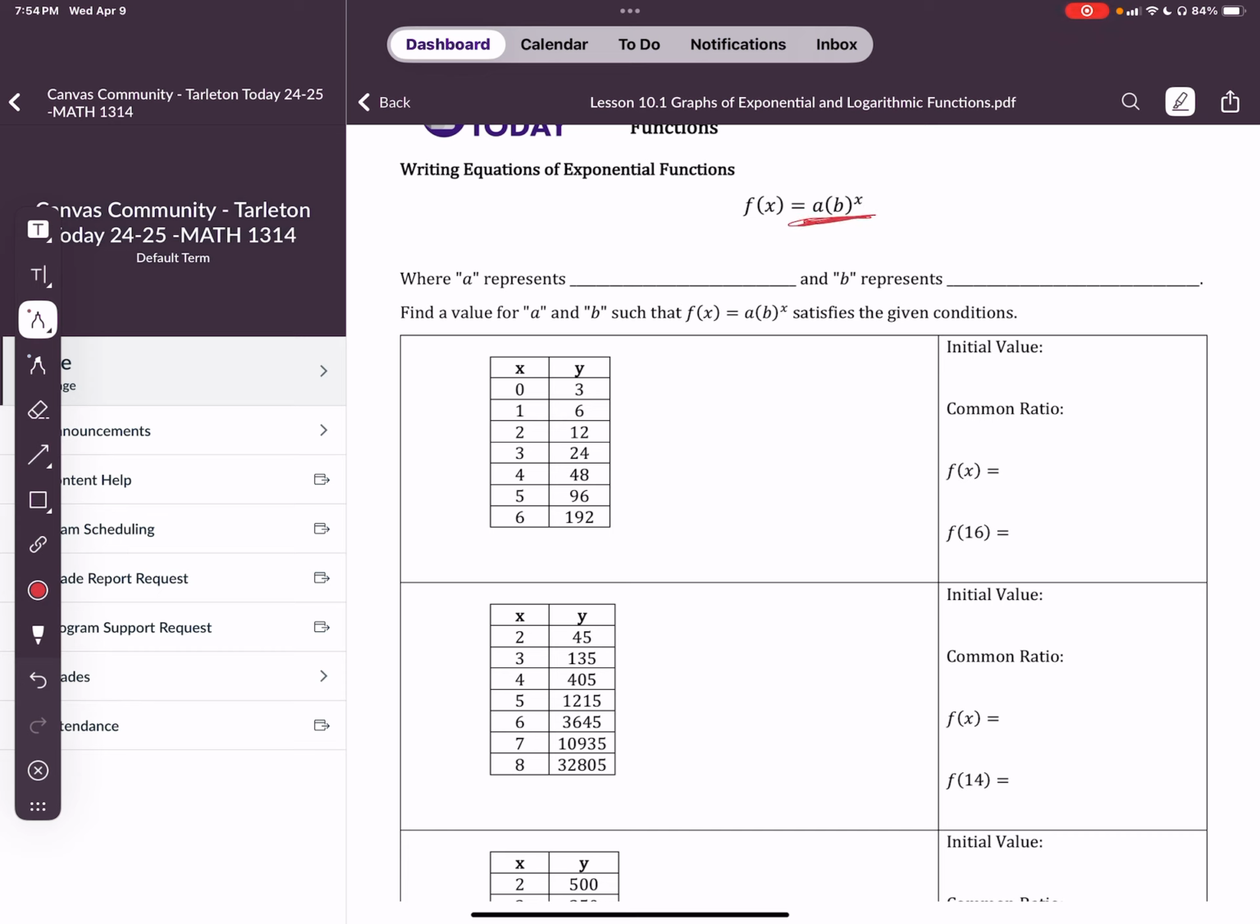So when we have this exponential function here, a times b to the x power, a is going to represent the initial value. So I want you to think of like y-intercept. Okay? And then b is going to represent the common ratio. And I'll explain in a second what that means. But just know for right now, our common ratio, that is where we would plug it in for b.